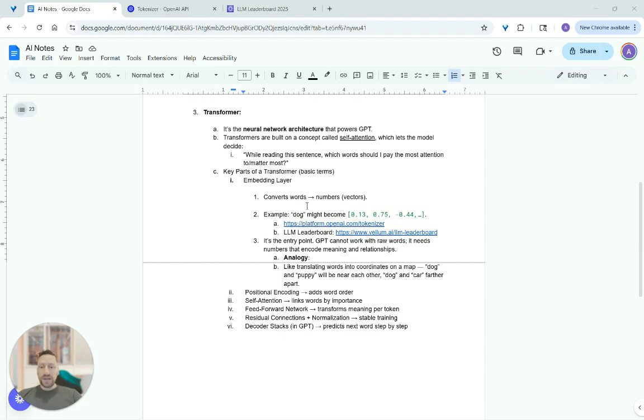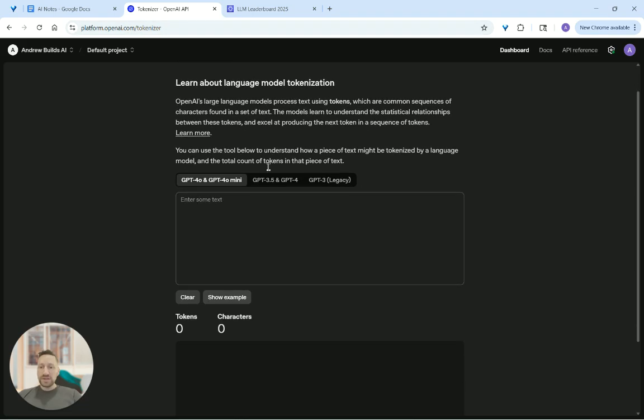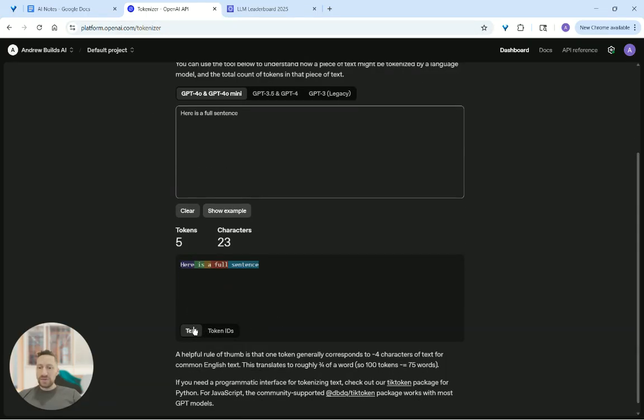We have an embedding layer, which converts the words into numbers or vectors. So like the word dog might become something like this. And if you want to take a look at this yourself, you can go over to platform.openai.com/tokenizer, and you can type in whatever sentence you want. You can get a visualization of how it's separating the tokens, okay? And then you see the text is here, but you can also click token IDs.